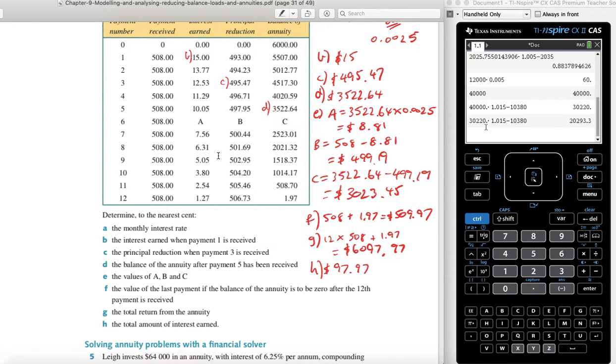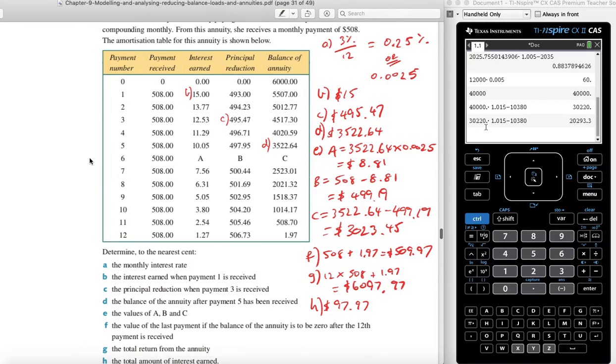So A, to work out interest earned, I'll just go back up again. So interest earned is going to be from this balance, all right? And we're going to multiply it by the interest rate because we want to earn that interest. And it ends up being $8.81, which fits in along with that reducing amount.